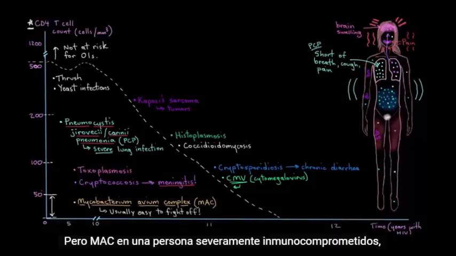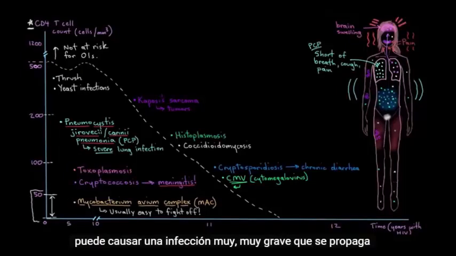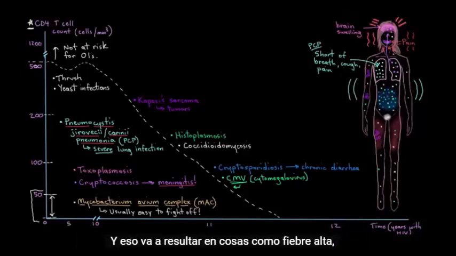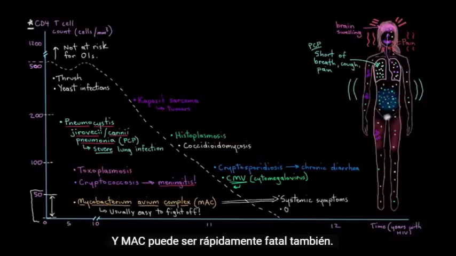But MAC in a severely immunocompromised person, like someone with AIDS, can cause a really, really serious infection that spreads through the bloodstream to many other parts of the body. And that'll result in things like high fevers, night sweats, diarrhea, all sorts of systemic symptoms. And MAC can be rapidly fatal as well.